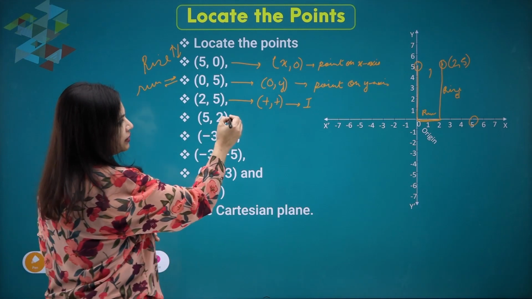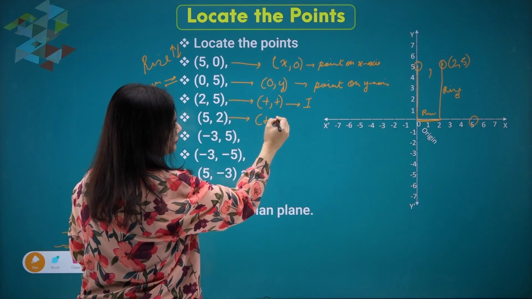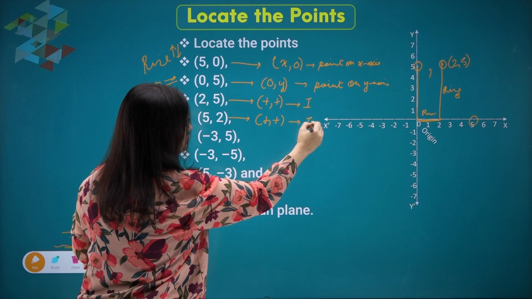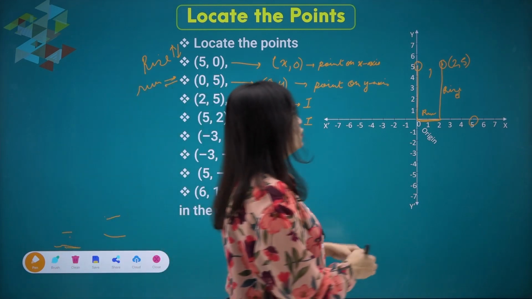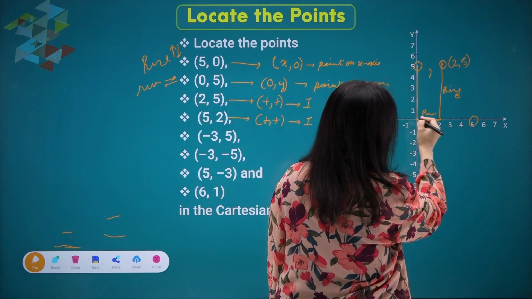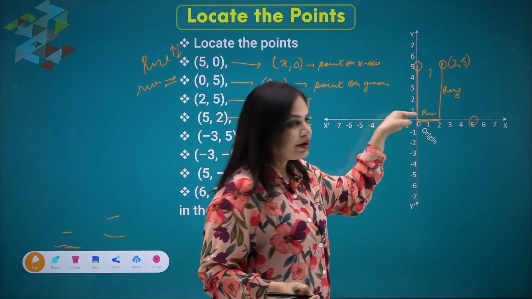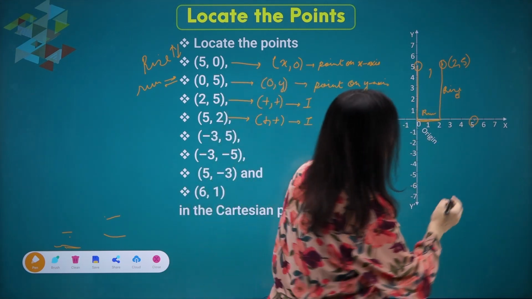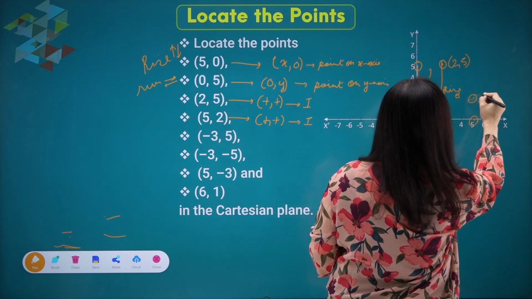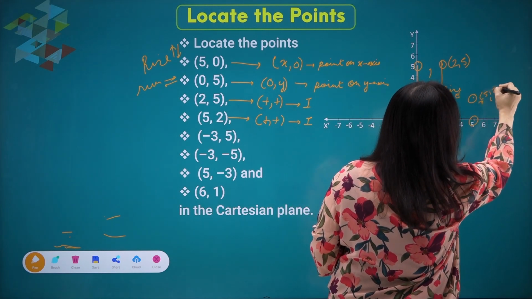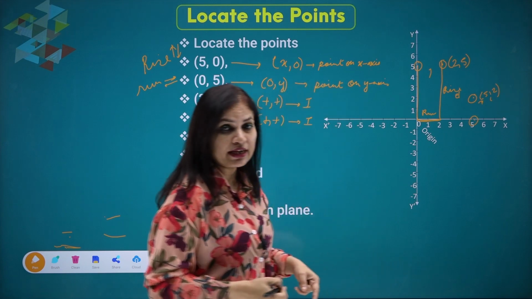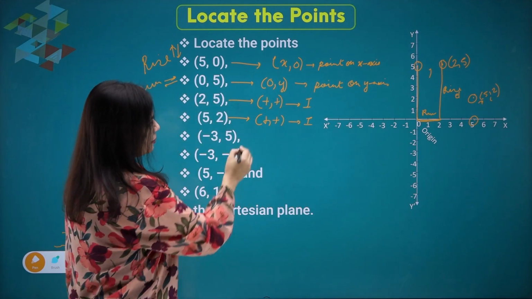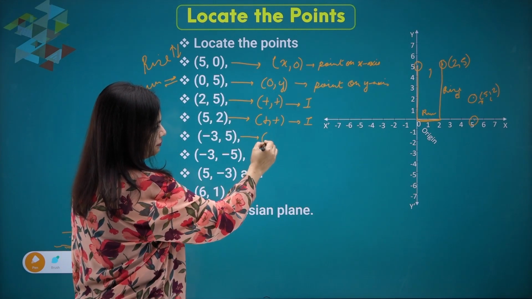Now, if I look at the next point, again it lies in the first quadrant and we have seen it, and let me locate the point. So, 5 units to the right, that means I am running 5 steps to the right and I am rising 2 units upwards. So, this is my point 5, 2 and it is lying in the first quadrant. Minus 3, 5.